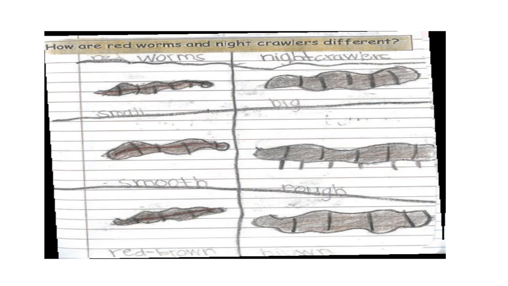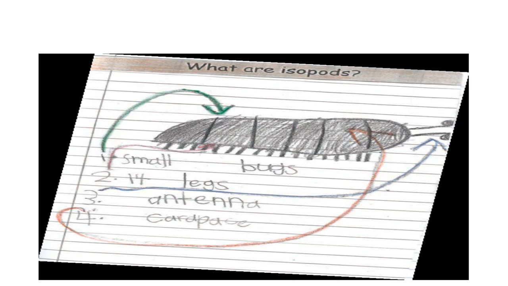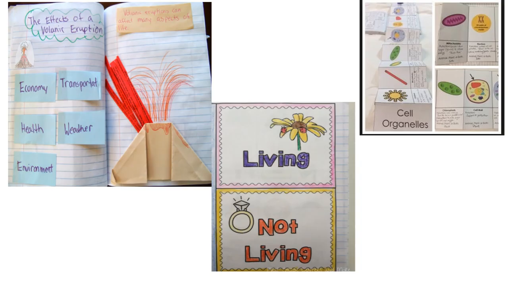So these are some examples of what the students are writing. Here we have red worm and a night crawler. What are isopods? Effects of volcanic eruption. So you can see this is your focus question here. And then the students are answering the focus question by just adding stickers to the book.